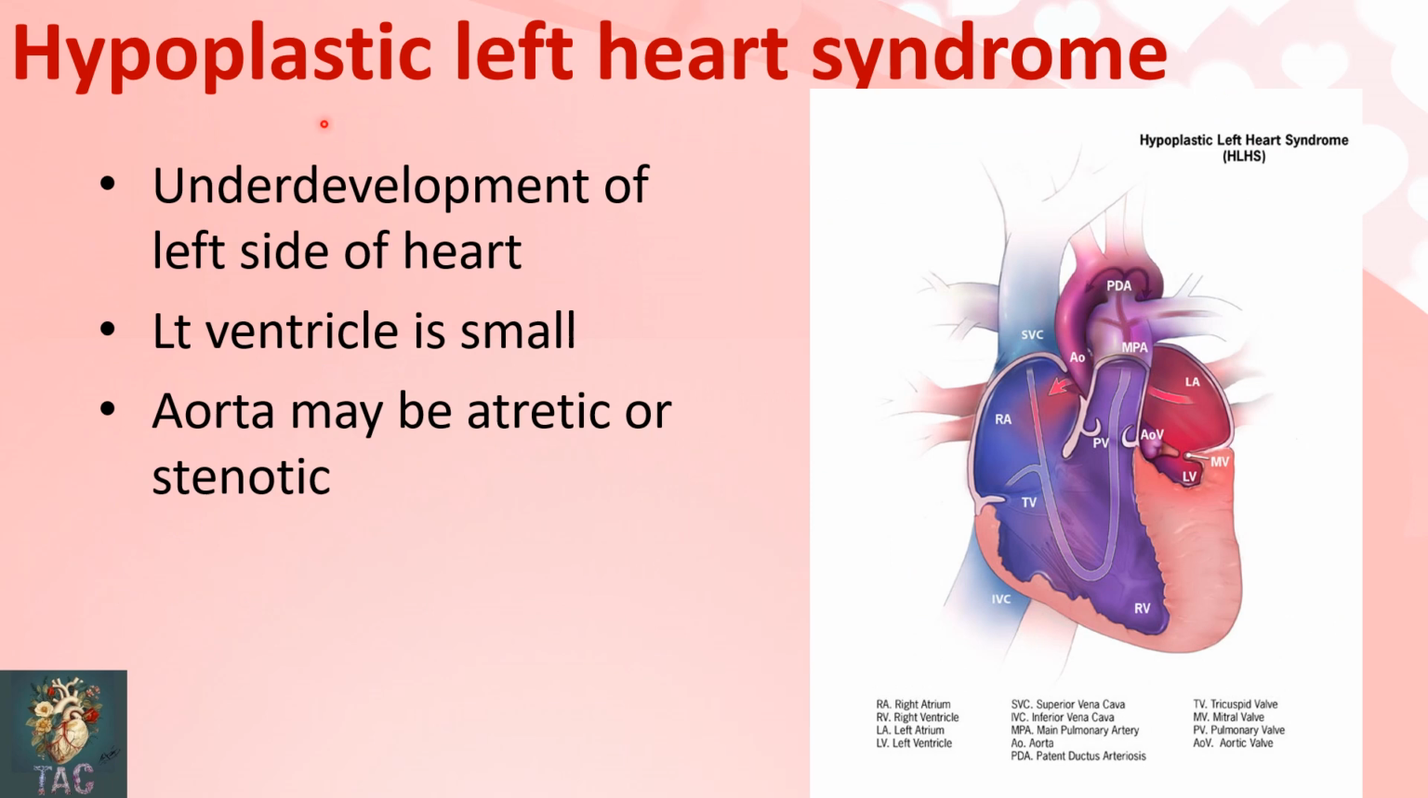Another anomaly is the hypoplastic left heart syndrome, and this is again because of underdevelopment on the left side of the heart. Here you can see the left ventricle is very small, and the aorta is either stenotic or atretic, and there is always a patent foramen ovale, and the left atrium is also smaller in size. So there is the underdevelopment of the left side of the heart. The condition is called hypoplastic left heart syndrome.